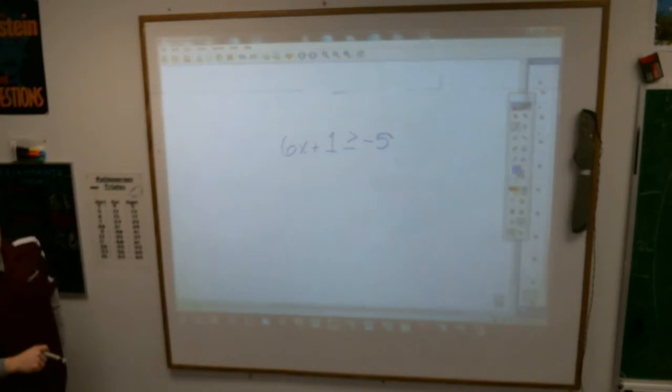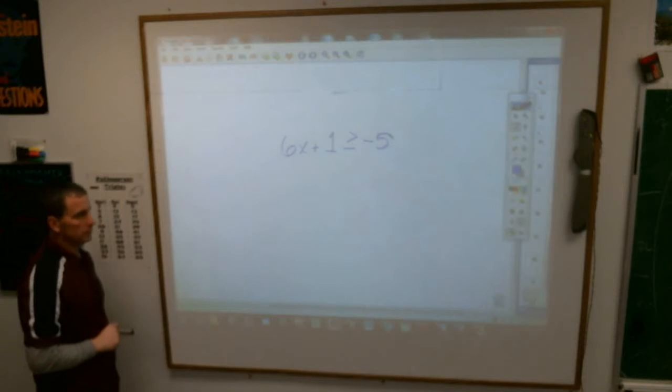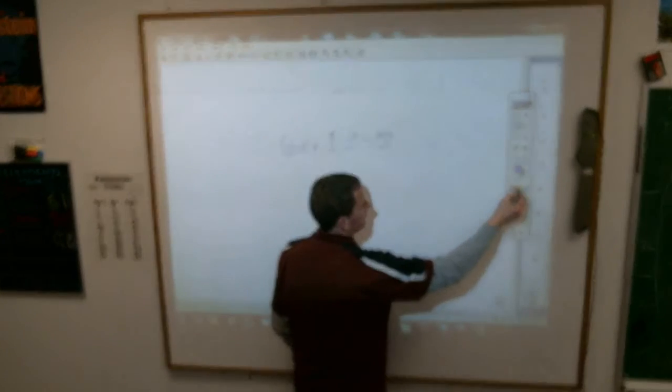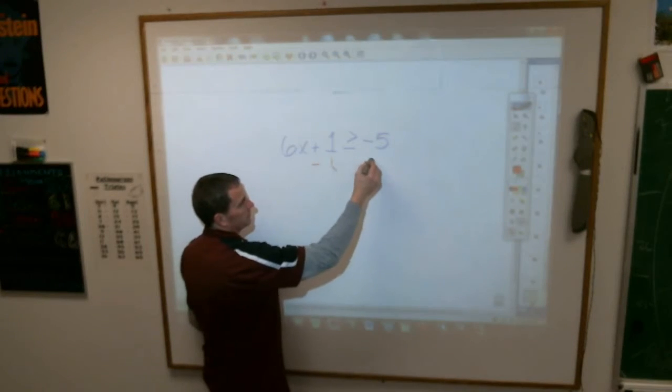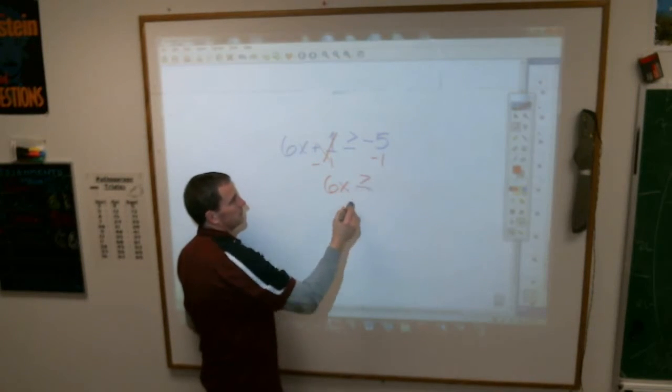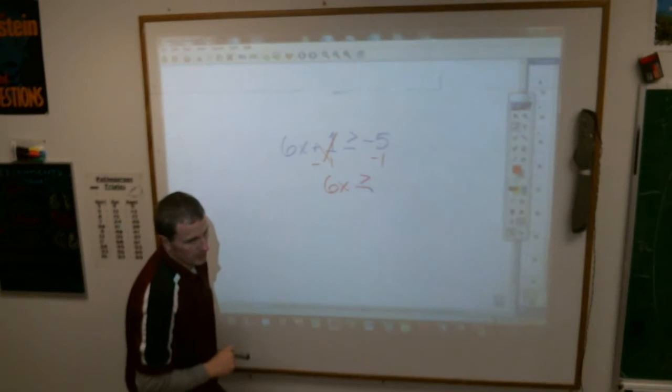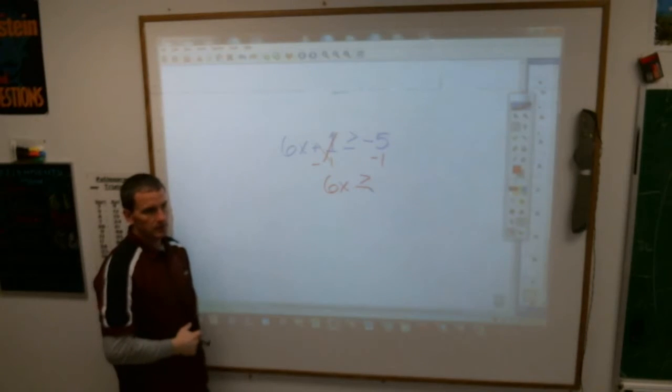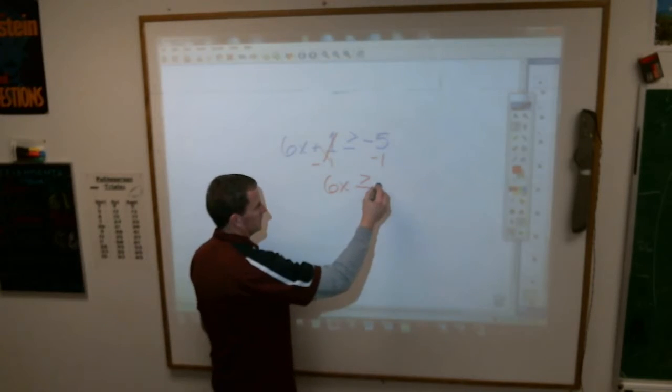Solve and graph. Jaden, first thing I would do is subtract the 1 to get rid of it, from both sides. I'm left with 6x and my greater than or equal to sign. What is negative 5 put with a negative 1? Tough one there. Elijah? Negative 6.